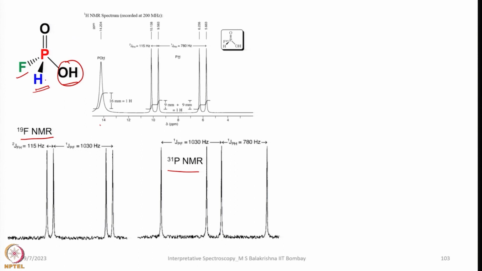Now the hydrogen can split in two ways. One is with the one-bond separated phosphorus, that splits into a doublet, and then each line in the doublet will be further split into doublets because of two-bond coupling with fluorine. Let us ignore this one for the time being and focus our attention on the signal of this directly phosphorus-bound hydrogen. First it shows a doublet, and this we call 1J PH, and the magnitude is 780 Hertz. Then it will be coupled with fluorine.